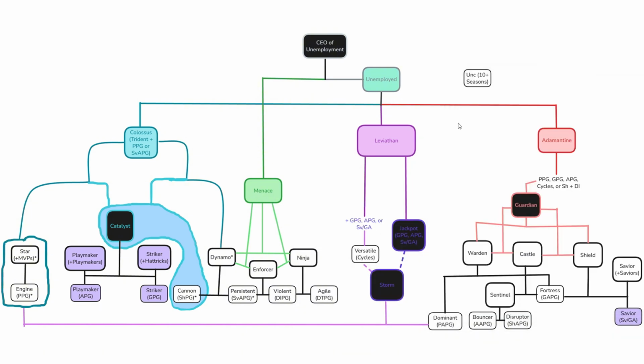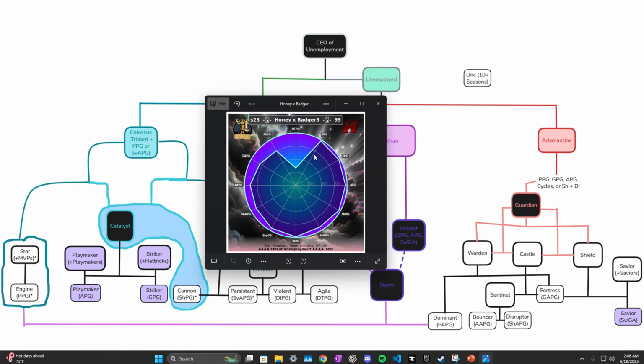And then if you have all three of these, and you have this already, and this will only apply in the case where you're already Unemployed, if you have Minutes as well, you get promoted to CEO of Unemployment, which is every single comprehensive trait, and you have a massive radar like this.